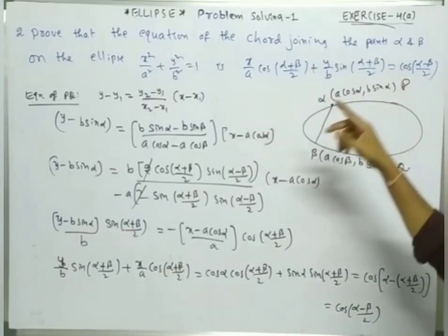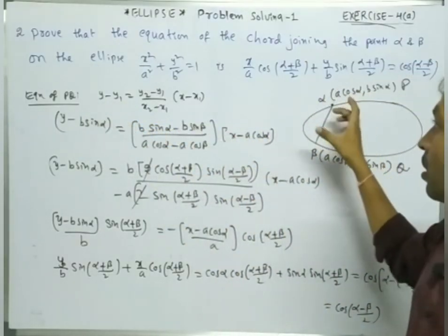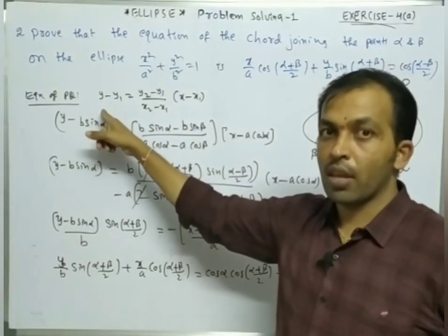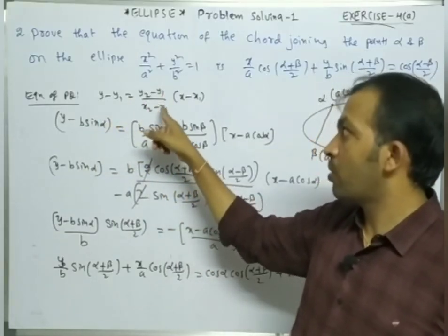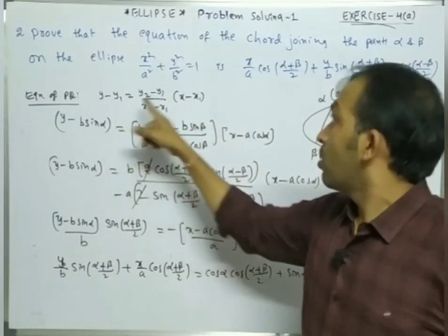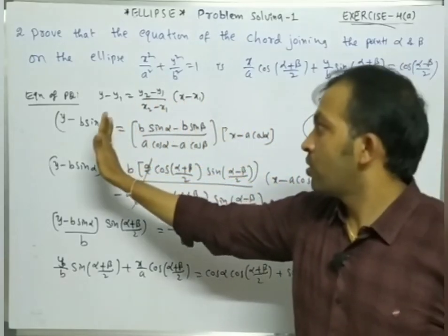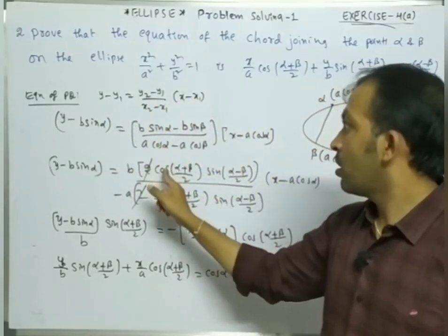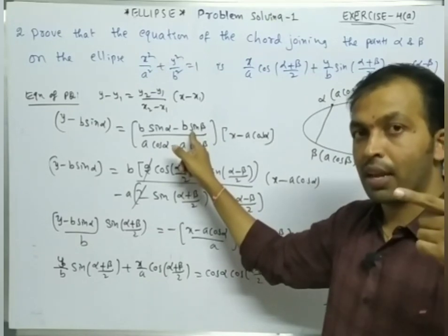So here I am directly explaining. The two points are given. So if two points are given, this is the equation of the line: y minus y1 is equal to y2 minus y1 by x2 minus x1 into x minus x1. So take x1, y1 and x2, y2, and substitute. Here b is common. Sin C minus sin D formula. Recall sin C minus sin D from trigonometry.